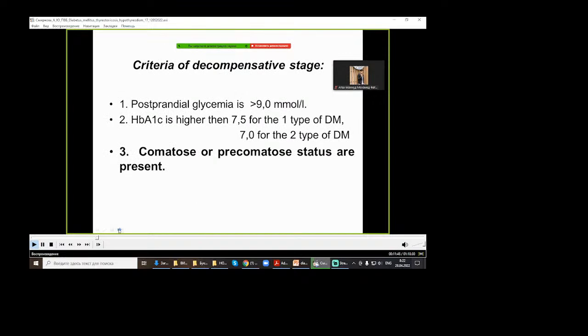Decompensative stage criteria: the first, postprandial glycemia is more than 9.0 millimole per liter, glycated hemoglobin is higher than 7.5 for the first type of diabetes mellitus, and more than 7.0 for the second type of diabetes mellitus. And the most important, comatose and precomatose status may be present. So acute complications of diabetes mellitus are present in decompensative stage of diabetes mellitus.